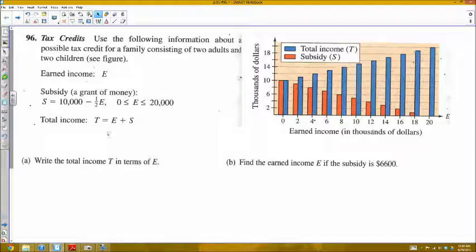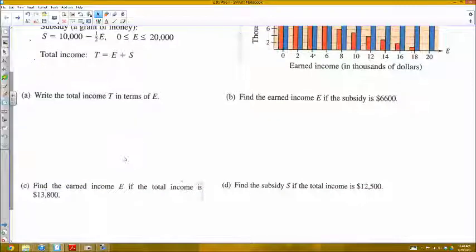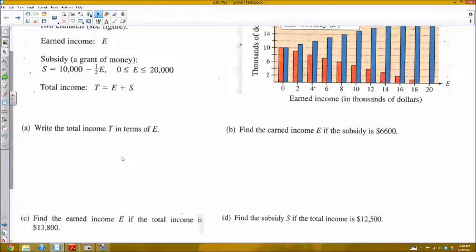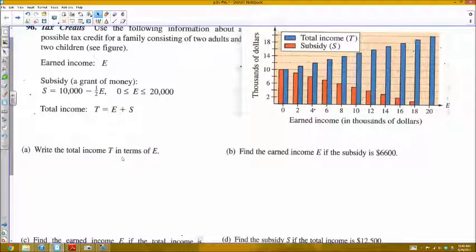So what we're going to do in this question is use that information to calculate or determine new information. The first one is rather simple. It says write total income T in terms of just E. Right now we have total income in terms of earned income and the subsidy, but since we know what the subsidy is in terms of the earned income, we can substitute the value of this subsidy with exactly what it is in terms of earned income. That's all they're asking us to do.